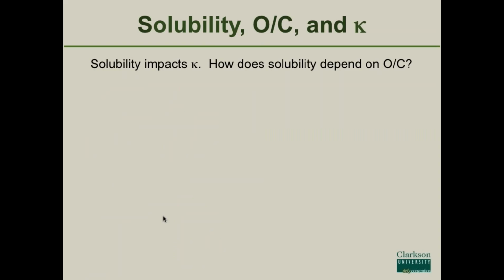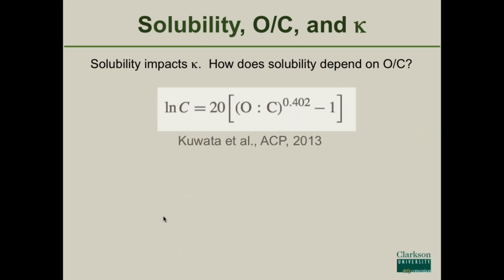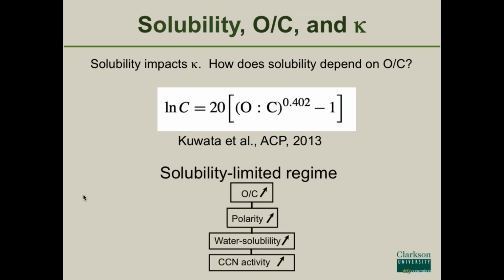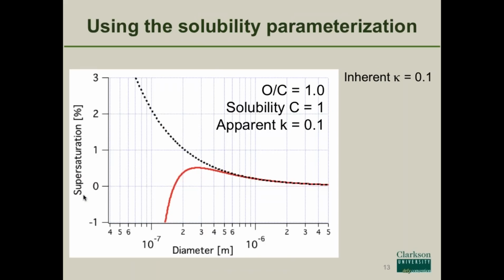So the next question is, how does solubility depend on the O2C ratio? There is a convenient parameterization developed by Mikinori Iwata when he was at Harvard. He took a survey of many compounds with different solubility and different O2C ratios, and he came up with this parameterization. As O2C increases, solubility increases. So it's useful. In the solubility limited regime, we can make this logic: as O2C increases, polarity increases, water solubility increases, which means more solid dissolves, more Raoult's effect, and CCN activity should increase. This parameterization can help us with that kind of interpretation.